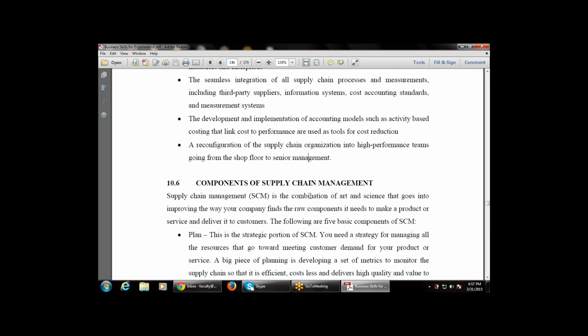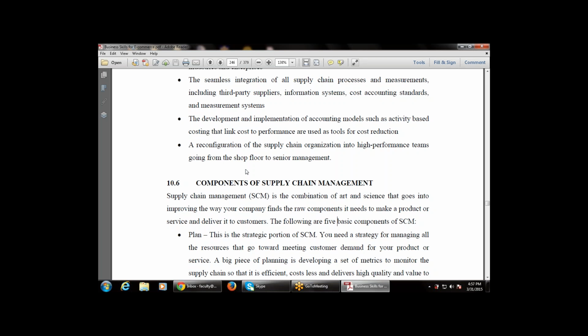Now, next topic is components of supply chain management. As I told you, there are multiple parts like planning, processing, controlling. So let's see what are the components of supply chain management that form the supply chain management. So what are the various components?